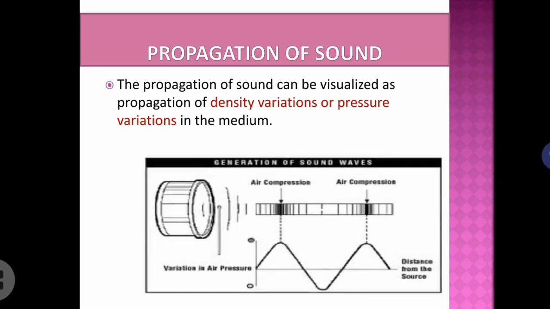You can see that the compression region is shown as the crest of the wave. Crest, you know, the peak portion of the wave is known as crest. So compression is indicated by the crest of the wave, and rarefaction is indicated by the trough of the wave. Trough, you know, is the valley-like portion of the wave. So crest indicates the compression or high pressure or high density, and the trough indicates rarefaction or low pressure or low density. So sound is propagating as a series of compressions and rarefactions, which can be visualized as the variations in density or pressure in the medium.